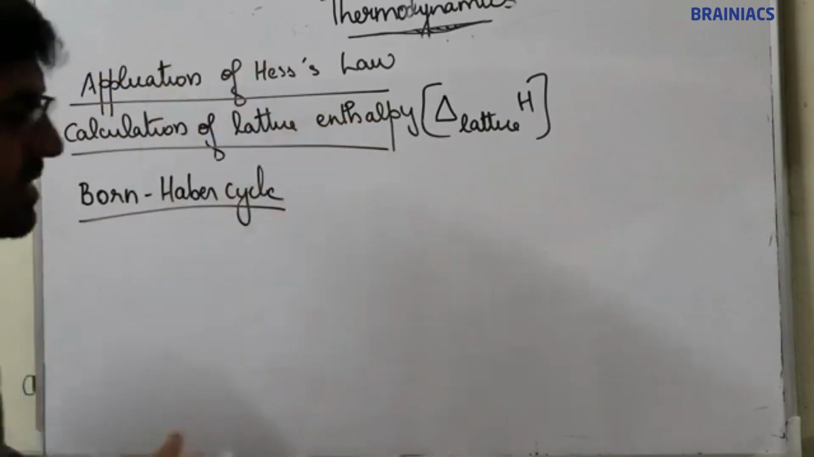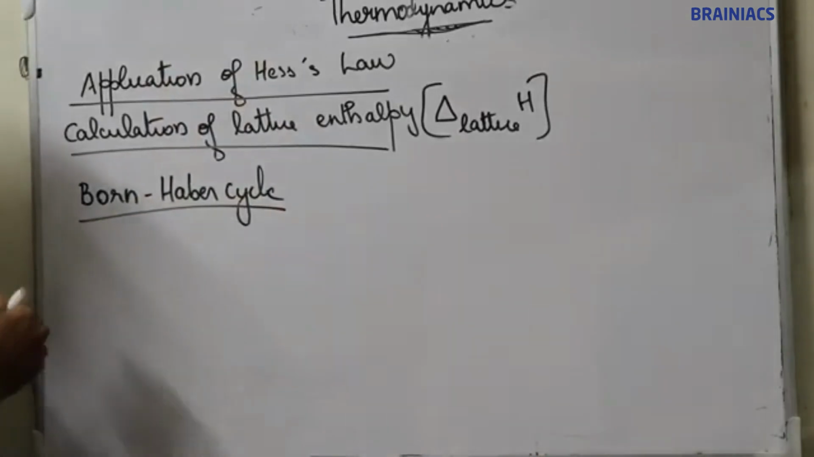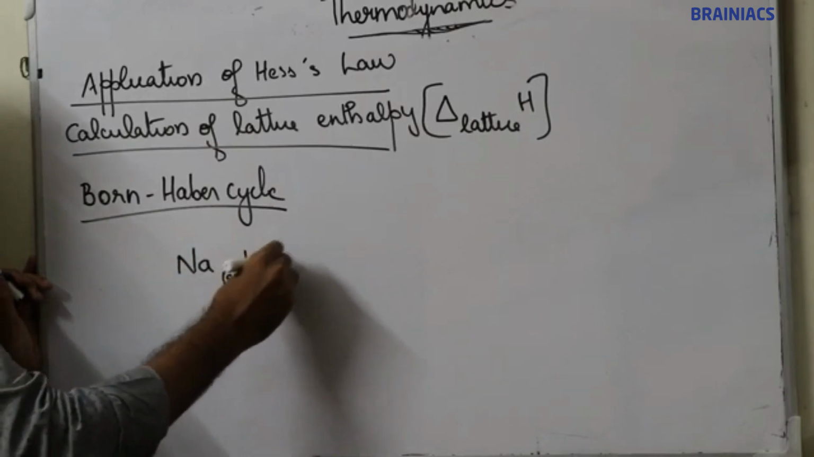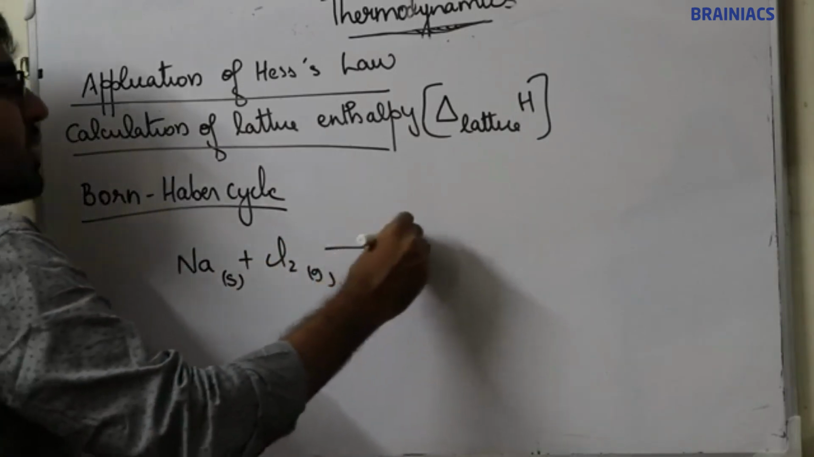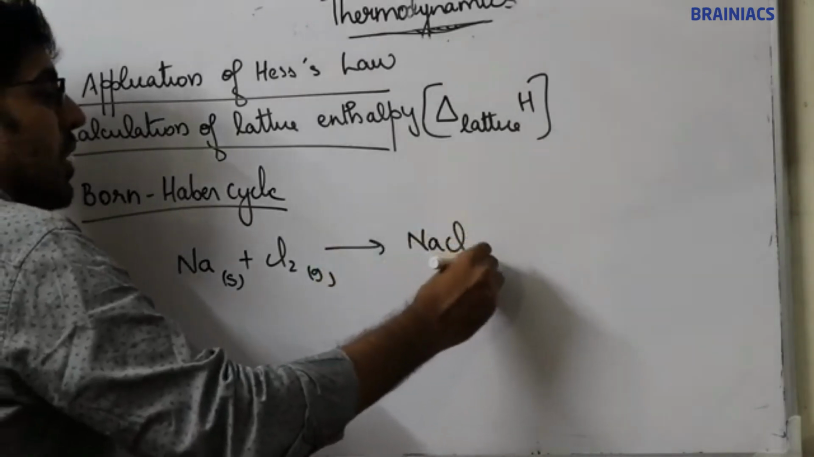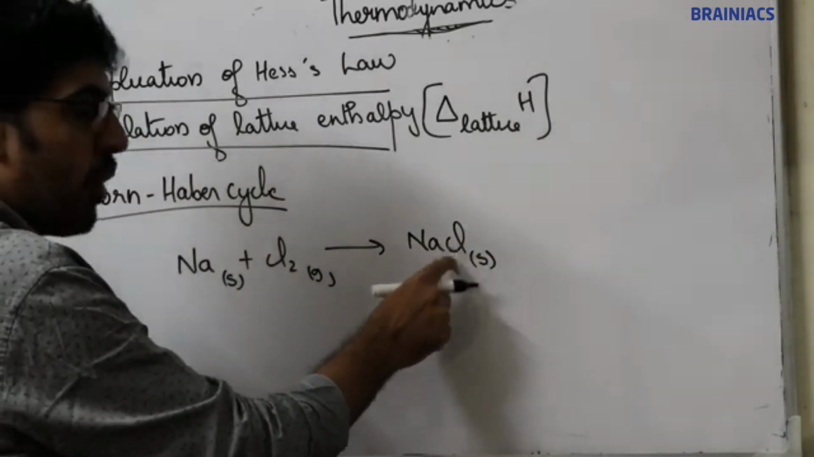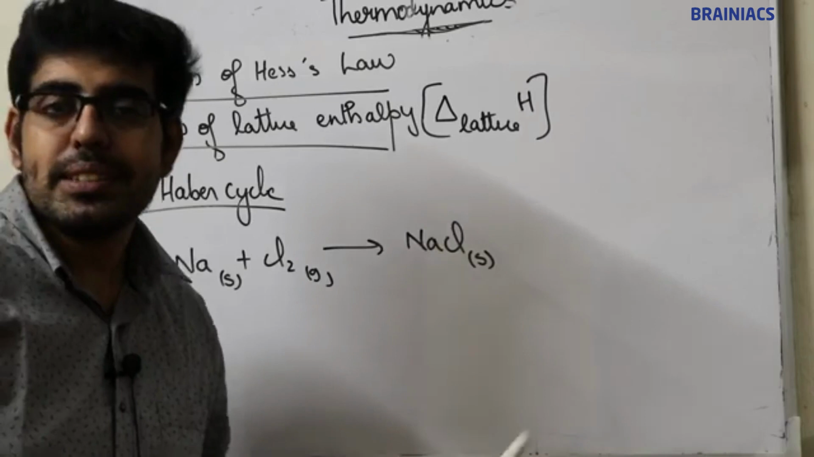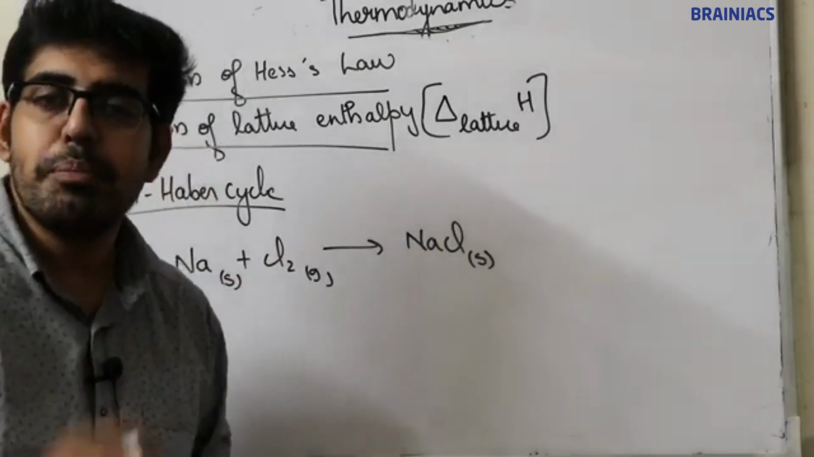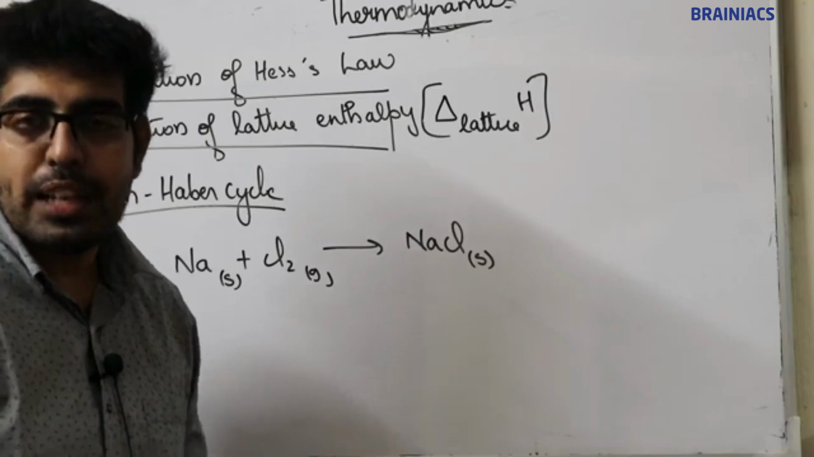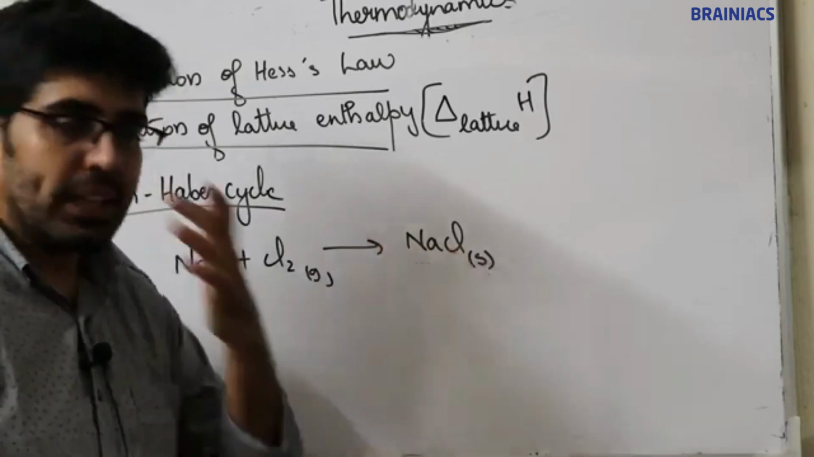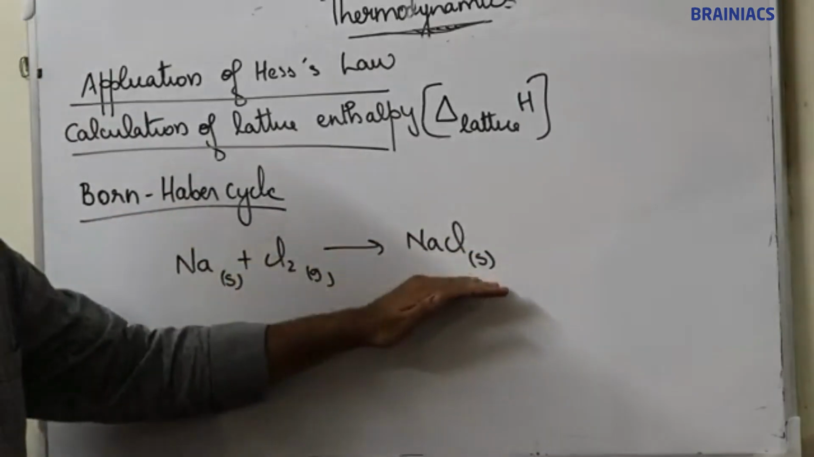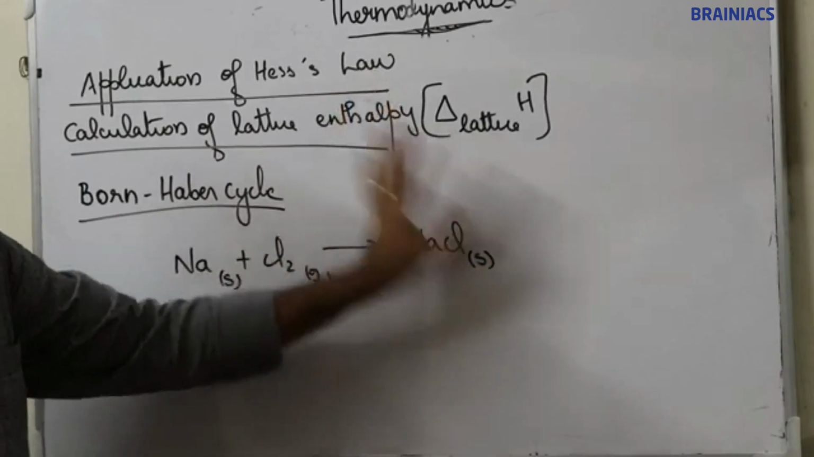For example, consider we have to calculate the lattice enthalpy of this reaction: Na solid and Cl2 gas react to give NaCl solid. So we have to calculate the lattice enthalpy of NaCl solid. Experimentally, we cannot calculate lattice enthalpy, though we can calculate all other types of enthalpies experimentally. Now consider Na solid reacting with chlorine gas to produce NaCl solid. We have to calculate the lattice enthalpy of NaCl.